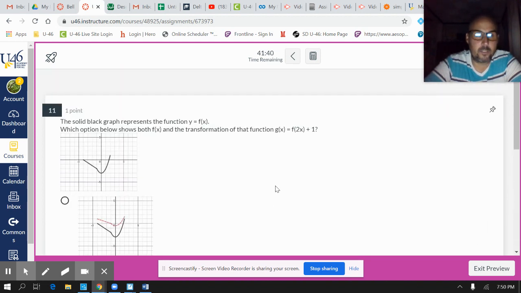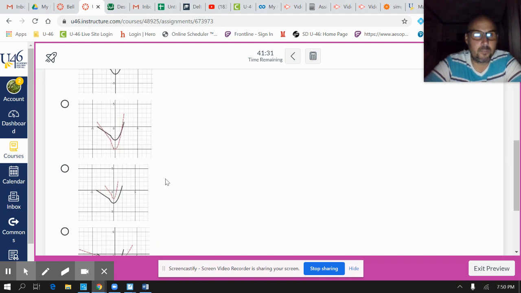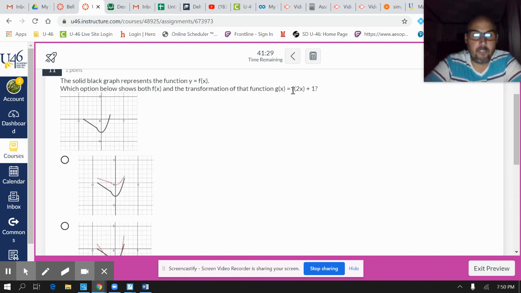Okay, this is transformations again. This again contributed to the score for piecewise functions and transformations. Here, this is f of x. And which of these 4 options is f of 2x plus 1? Well, the 2 is affecting the x only. The plus 1 is affecting the y only. So only two transformations, one for the x and one for the y.